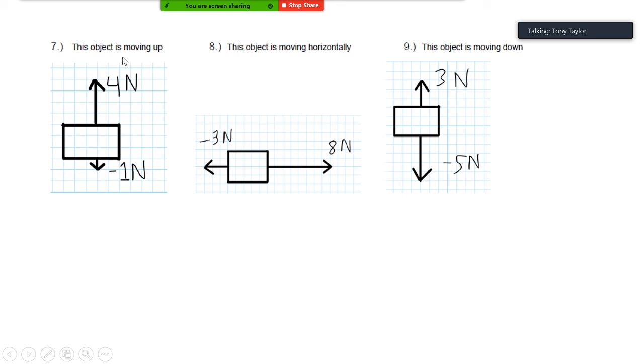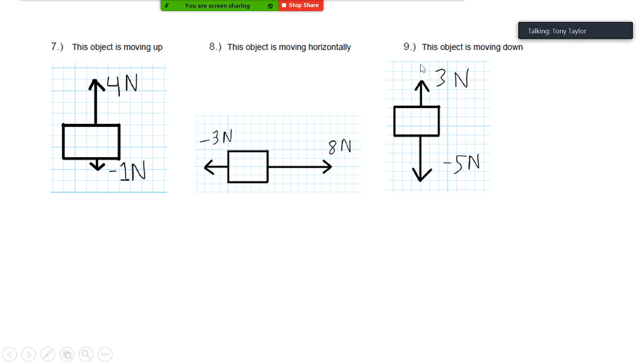Number 7 says this object is moving up, so it's moving in the positive direction. If it's moving in the positive direction, that means it's moving in the direction of the dominant force. So clearly this object is going to be speeding up while moving in the positive direction.